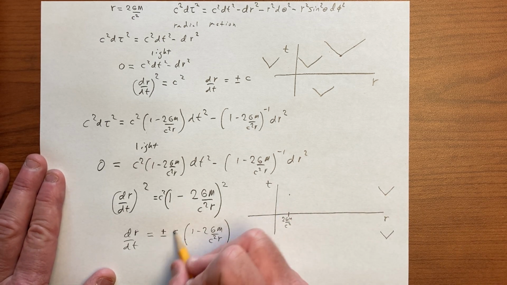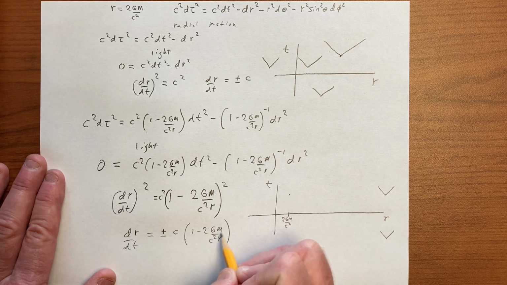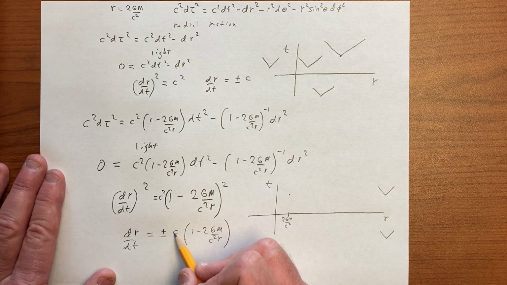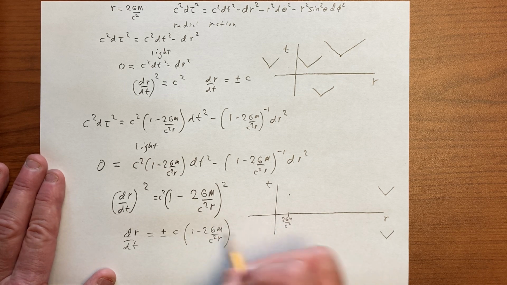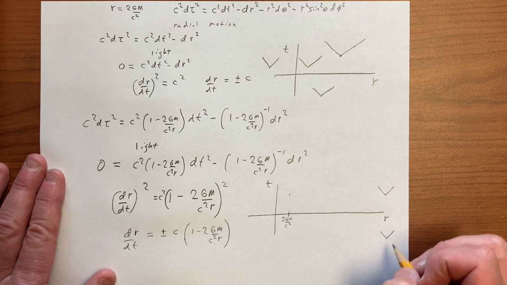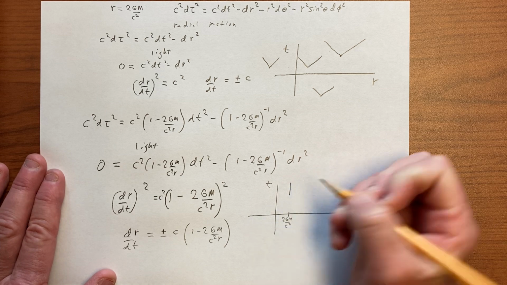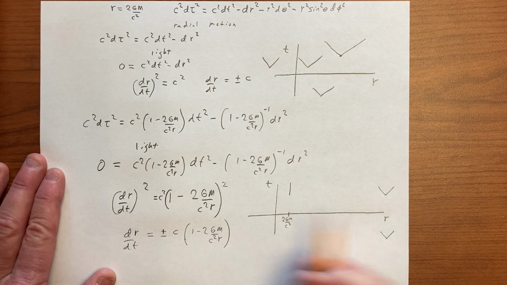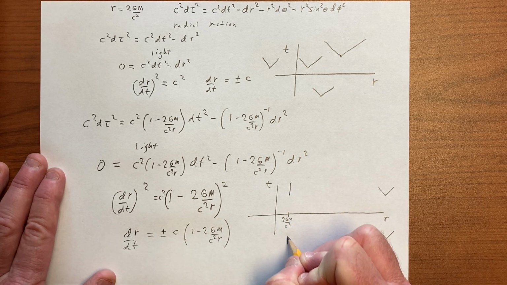Well, it looks like the solution is plus or minus 1. So plus or minus c times this is equal to 1. So we have 1 minus 1 is 0. So dr by dt is 0. And so the slope is no longer 45 degrees. It's just a straight line. dr is invariant with respect to dt. It's like the radial speed goes to 0. So at every point we look, it looks like that.